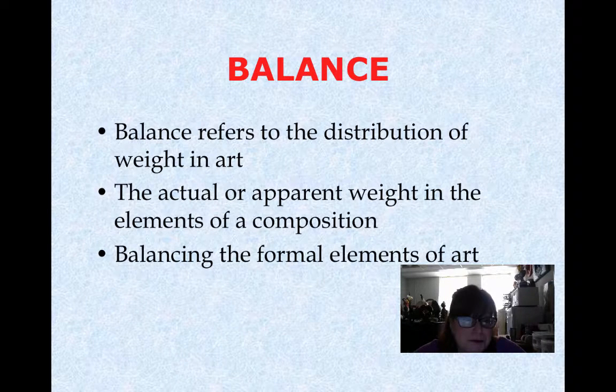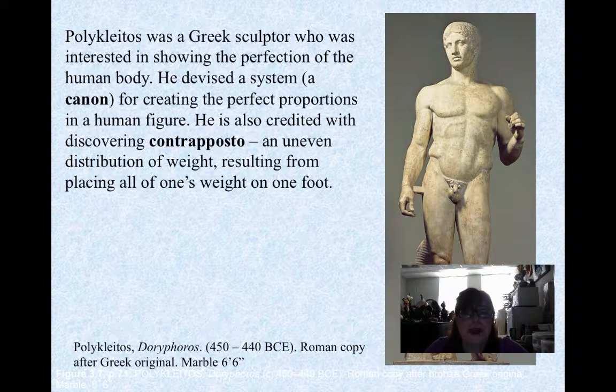So balance can also refer to the actual or apparent weight in the elements of a composition. It might also have to do with balancing the formal elements of art, so the things in the picture like the color, the line, the way the space is used. So here is another Greek statue, a little bit different, but yet similar to the one we saw in the Emma Amos piece, where we have an athlete resting all of his weight on one foot.